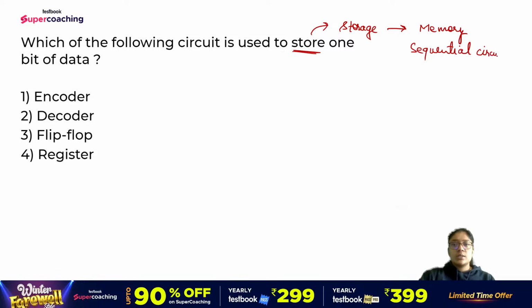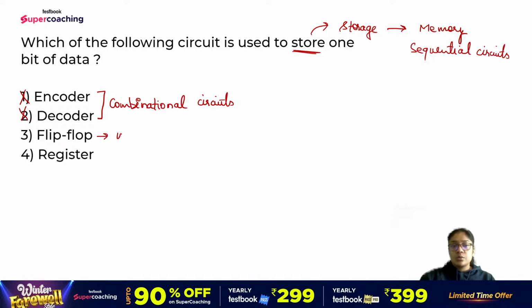And in the sequential circuits we have flip-flop that is used to store one bit. We have registers which is used to store group of bits. Encoder or decoders आपके पास combinational circuits है. These two are the combinational circuits. That means clearly option 1 or 2 cannot be the answer. These are the combinational circuits. So 1 and 2 cannot be the answer.